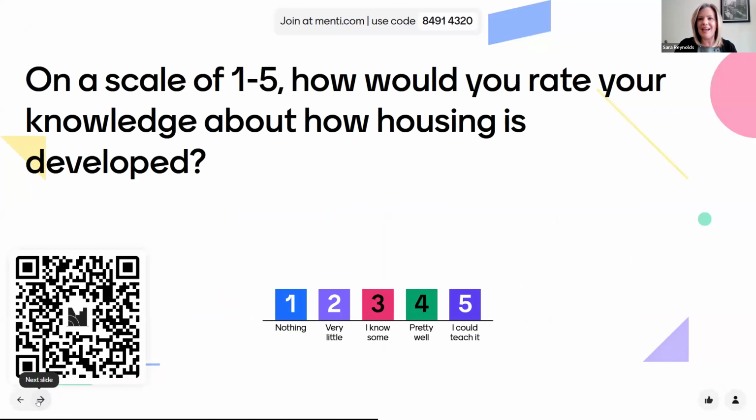On a scale of 1 to 5, how would you rate your knowledge about how housing is developed? We've got, I think, over 80 people who have registered for this presentation today, so we probably have a big range of folks in terms of their expertise. All right, it looks like quite a few of you have a little bit of expertise in this, and quite a few of you feel like you have a lot to learn. That's always helpful to know, the baseline of our audience and who's participating.